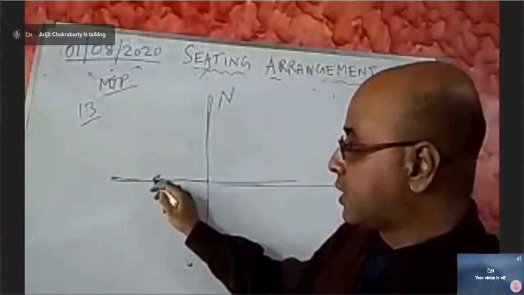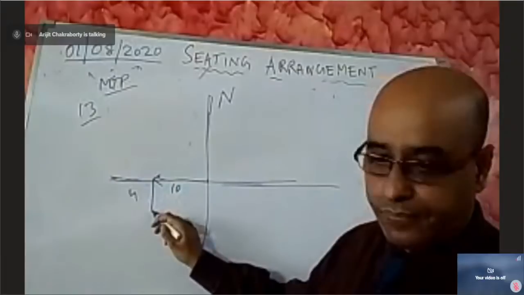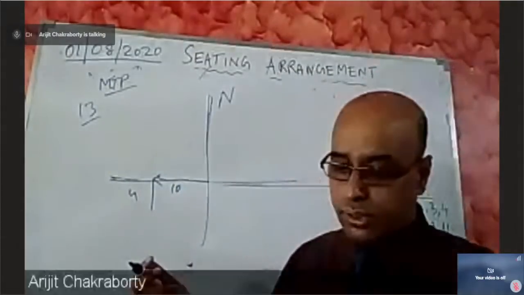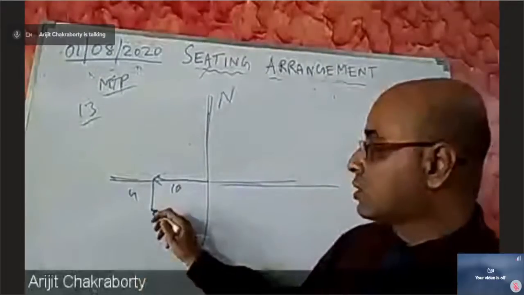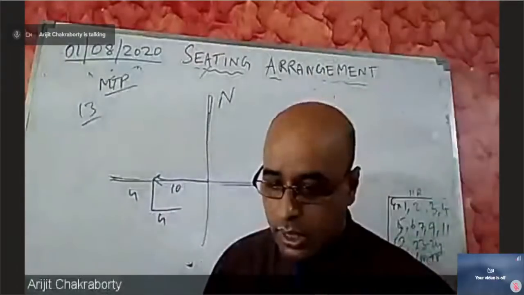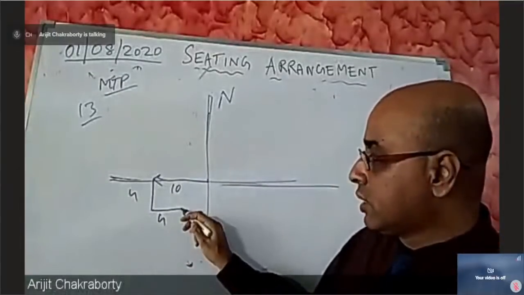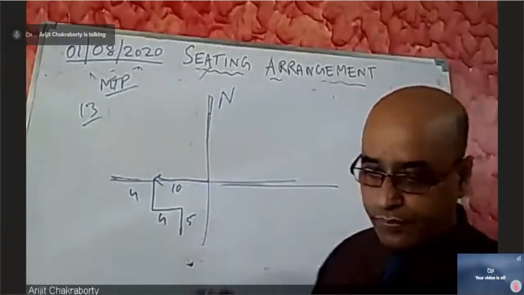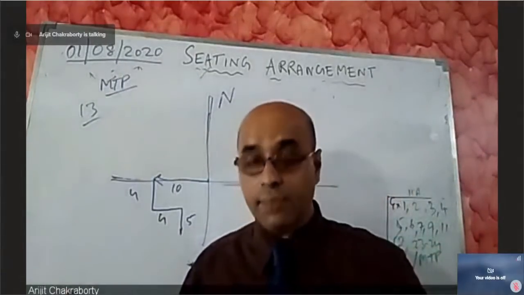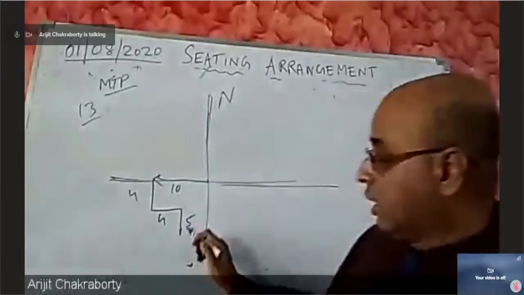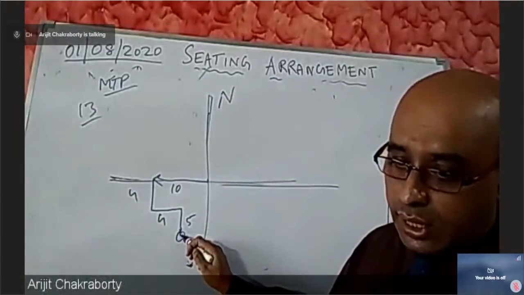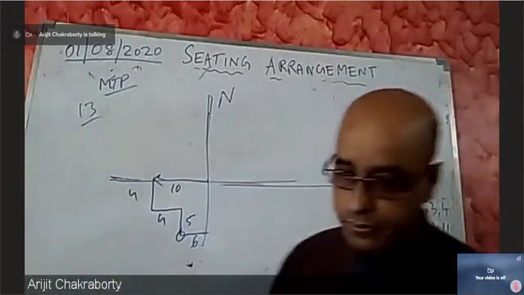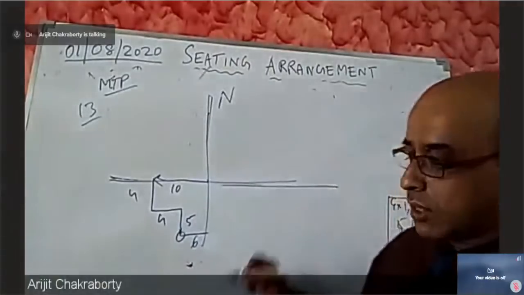Takes a turn to the left, 4 kilometers. And then he drives towards east, another 4 kilometers, and then turns to his right and drives 5 kilometers. Afterwards, he turns to his left and travels 6 kilometers. In which direction is he from the starting point?